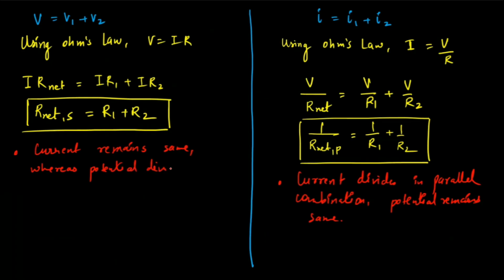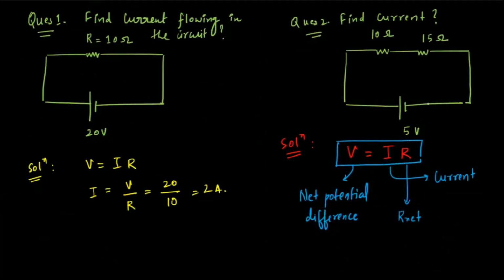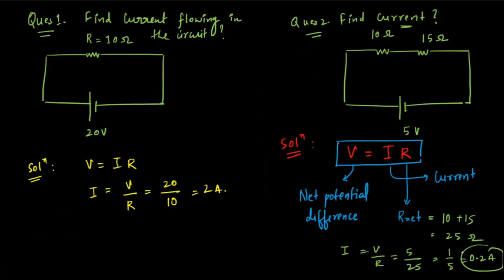Now, let's move back to that problem. Here we were finding out what the current should be. In order to find the net current, we have to find the net value of resistance. As you can see, this is a series combination, so the net resistance is calculated by simply adding them. So we got the value of resistance as 25 ohms. Current is supposed to be V by R. V is 5 volts and we have 25 here, so it is 1 by 5, which is 0.2 amperes, which you found already, and that is completely correct. But the understanding of the concept is more important.